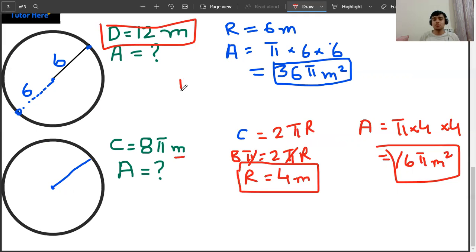So this was a one-step process. This was a two-step process. So based on what information you're given, try to find out the middle blocks, and then ultimately you will get the final block, all right?